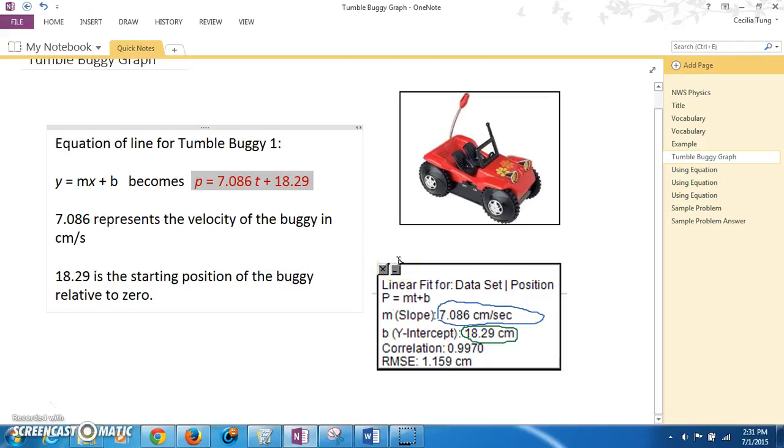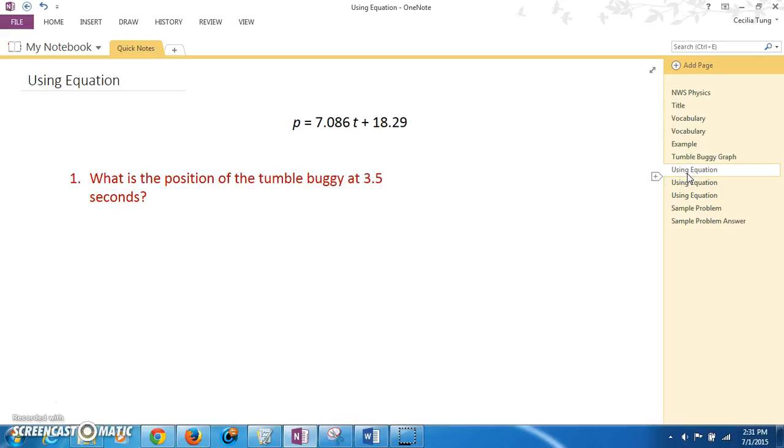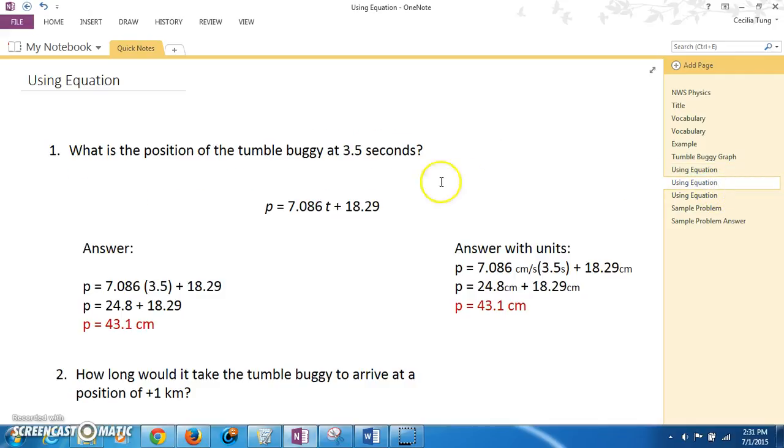Now that we have the equation that relates position and time for the tumble buggy, we can use that equation to answer some questions. First up, what is the position of the tumble buggy at 3.5 seconds? Have an idea how to do this? I'm sure you do. Since we are given time, we plug in 3.5 for t and then solve for the position. You can see the results here, and also how to follow along over here if you wanted to include the units. Sometimes that's clearer for some people.